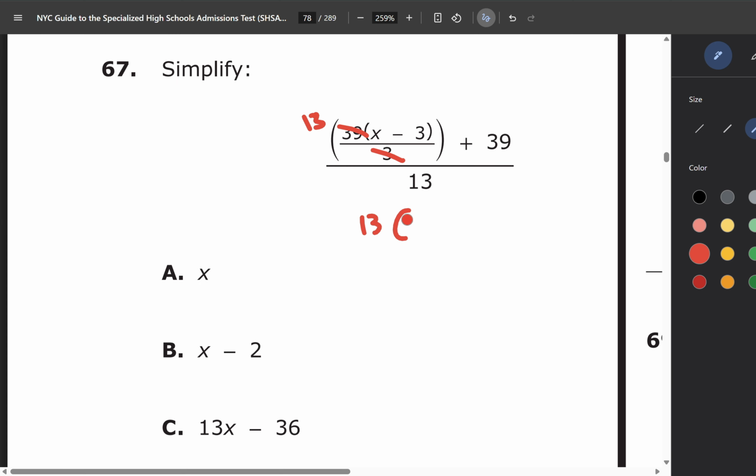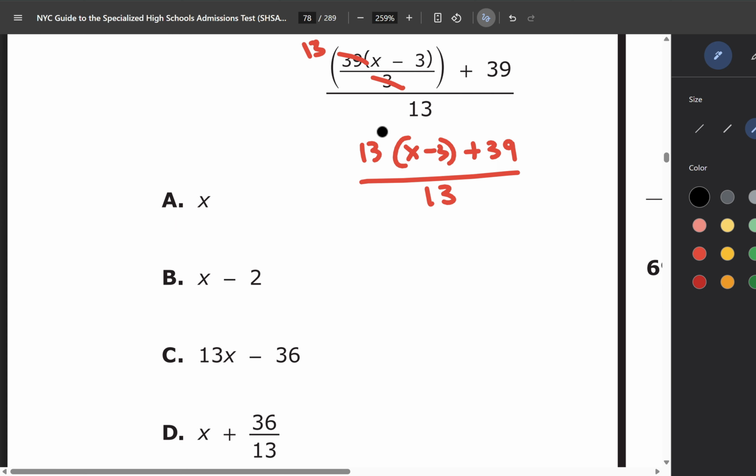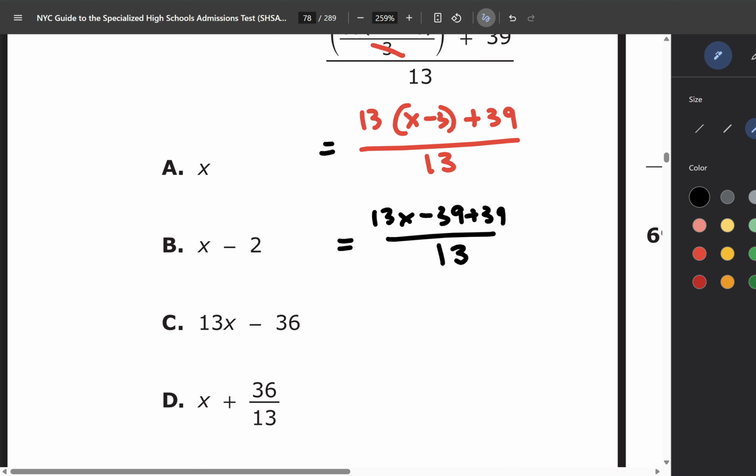So I can now rewrite this as 13 times (x minus 3), plus 39 over 13. There's no over 3 because we just got rid of that, silly me. Now these steps seem a bit more obvious, hopefully. I'm going to distribute using the distributive property that we learned about: 13x minus 39 plus 39 over 13. I'm going to put the equal signs here just to show you we're not changing the actual value of the expression. We're still maintaining what it says.